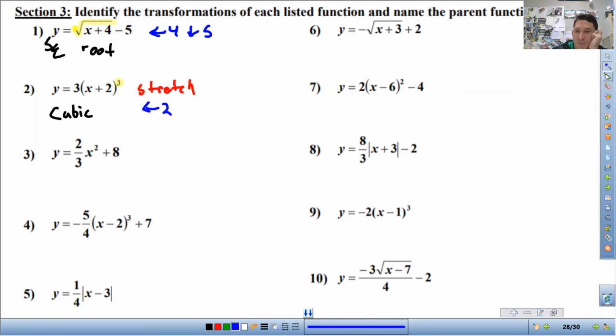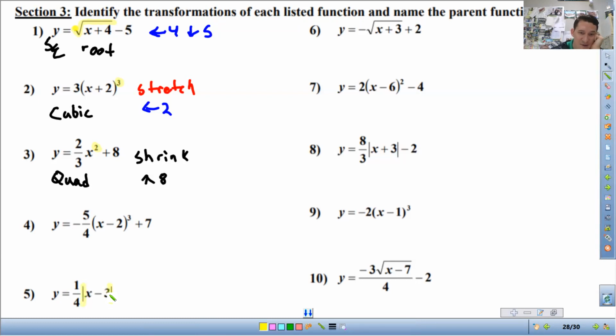And we'll keep just going down. That has a square, so that's what we're looking for there. So that's the quadratic function. 2/3 is going to be a shrink. +8 is going to shift it up 8.